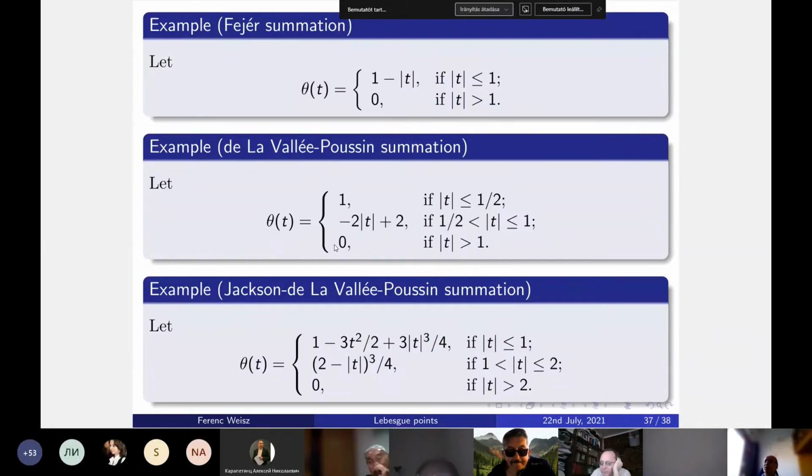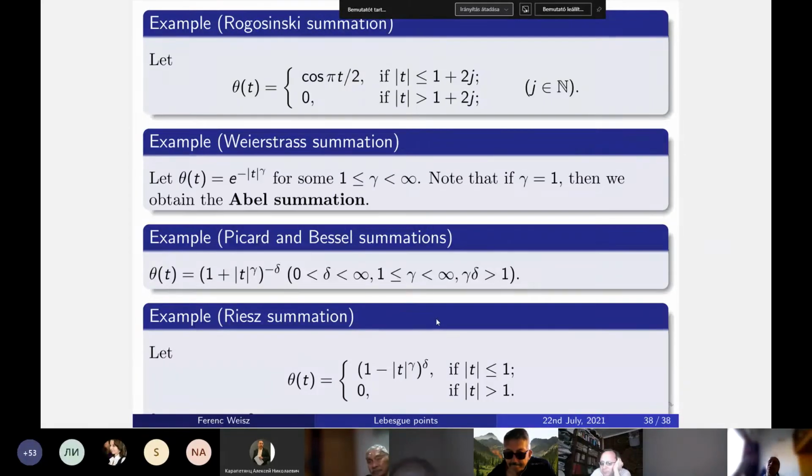In addition, I can show you some summability methods quickly. Here you can see the definition of the Fejér summation, which I showed you before. The second example is the De La Vallée-Poussin summation, the Jackson De La Vallée-Poussin summation. The result holds also for these summability methods.